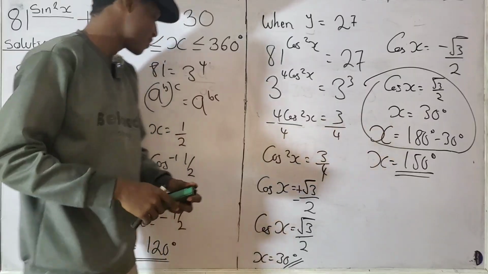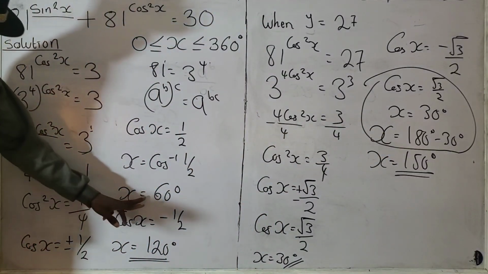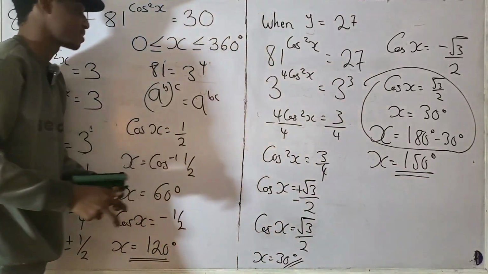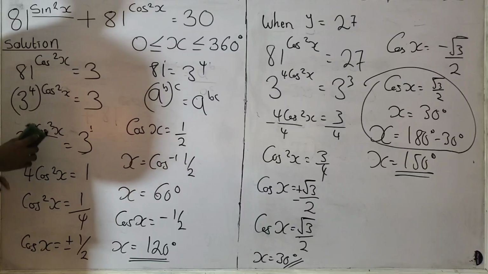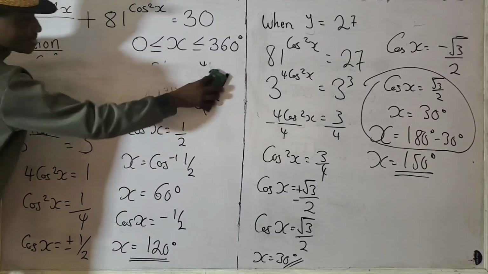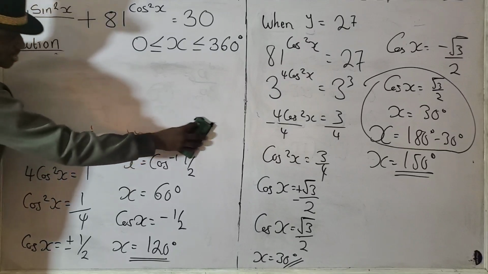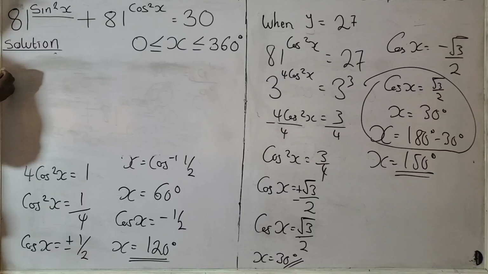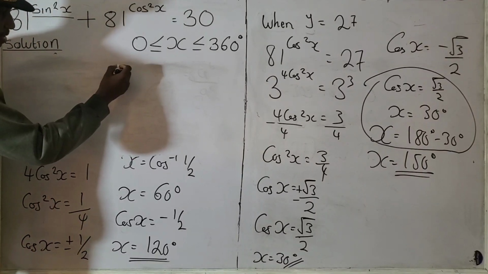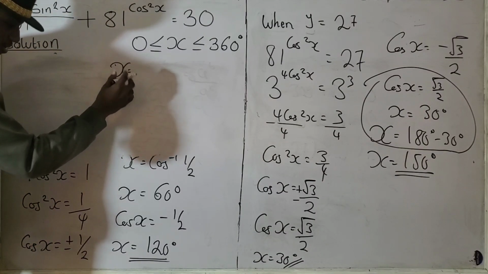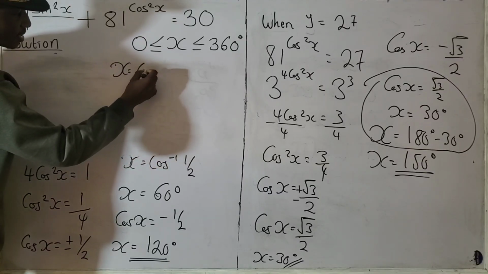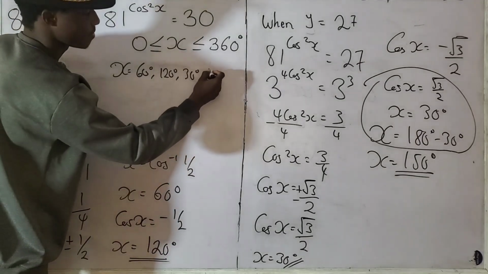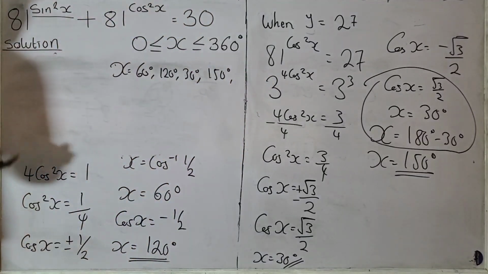Now, so we've obtained how many values now? We have 60 degrees, 120 degrees, 30 degrees, and 150 degrees. There are still 2 more values. Okay, let me erase this, please. To get the other two values of x, let me first list all the values that we've obtained. We have x is equal to 60, 120, 30, 150. Now, let us find the other two values of x.